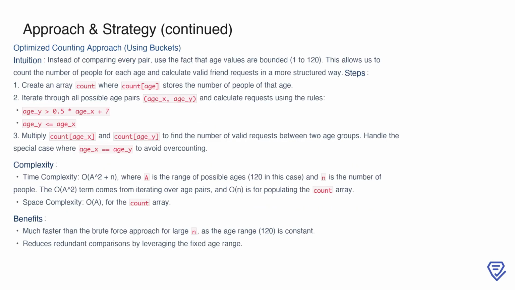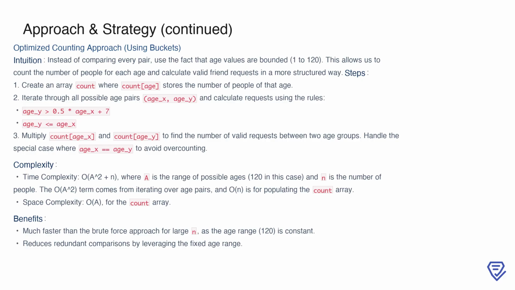Now, we move to a more efficient solution, the optimized counting approach. The key insight here is that the range of ages is limited, from 1 to 120, which allows us to use a frequency array to count how many people fall into each age group. With this setup, instead of comparing every pair, we can calculate valid friend requests by iterating over all possible age pairs systematically. For each pair of ages, we verify if the conditions are satisfied. The recipient's age must be greater than half the sender's age plus 7, and at the same time, less than or equal to the sender's age.